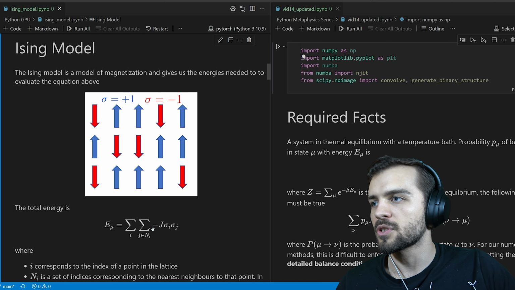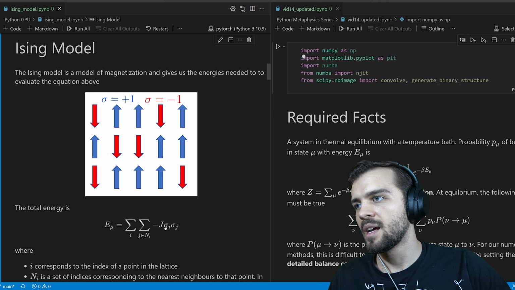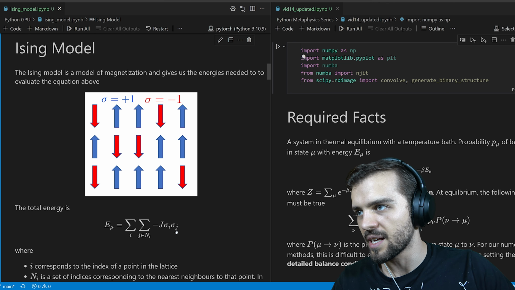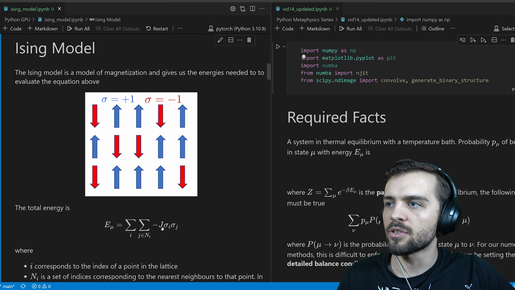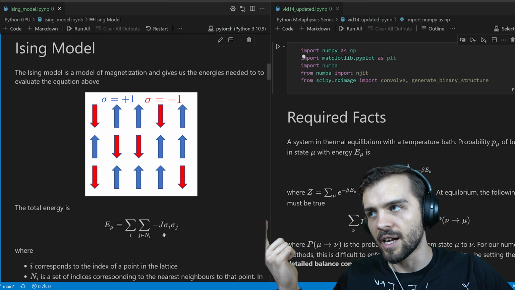The energy is proportional to minus J, where J is a proportionality factor related to the system, the magnet system, times sigma_i times sigma_j. What it means is that if sigma_i and sigma_j, where i is the center point and we're summing over the sigma_j's, are opposed to each other, so one is negative and one is positive, then you get a positive contribution to the energy. Whereas if they are the same sign, both pointing down or both pointing up, you get a negative contribution to the energy.